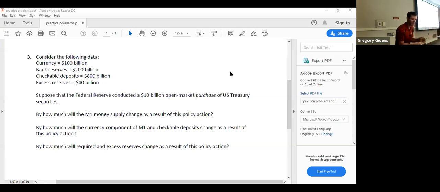Okay, so with that said, take a look at number 3 here. Here's some data on a fake economy. Currency is 100 billion, bank reserves are 200 billion, checkable deposits 800 billion, excess reserves 40 billion. Here's what I want you to figure out. Suppose that the Fed conducts a $10 billion open market purchase of US Treasuries. How much is that action going to affect the money supply? How much will it affect the currency versus the checkable deposit component of the money supply? And how does it affect required versus excess reserves?